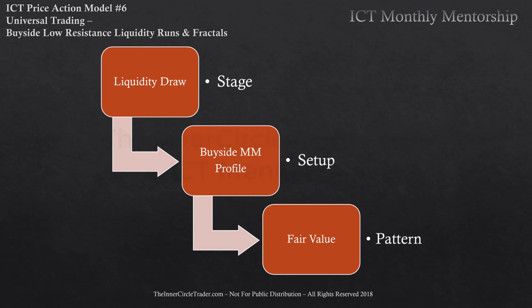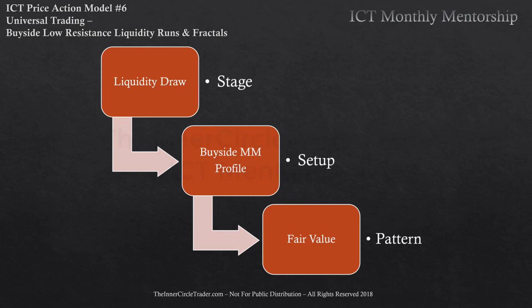Okay, so that's how we break it down within fractal format, and we frame out buy side low resistance liquidity runs. The setup is going to be a buy side liquidity draw, or in other words, buy stops, within a market maker profile. Now, it's generically classified here as just a market maker profile because we can find buy setups universally in both a market maker buy or a market maker sell model. It's either or, doesn't make a difference, and I'm going to cover that today.